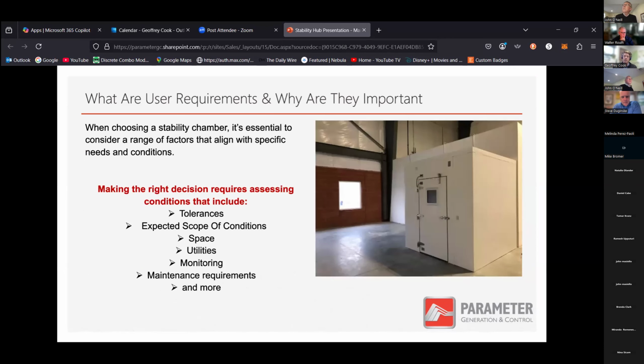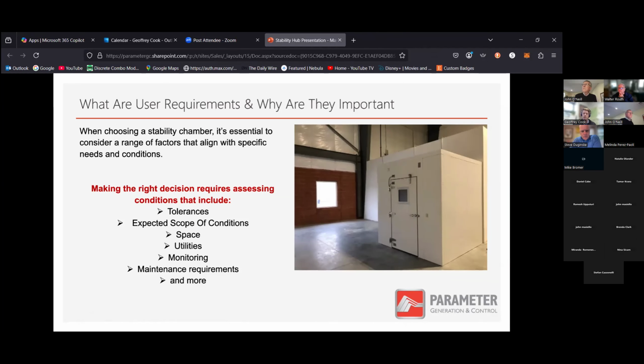So just rolling right into the material, what are the user requirements and why are they important? This is the planning stage, and such a big investment on capital equipment cannot be understated. So when choosing a stability chamber, it is essential that you consider a range of factors. The range of factors is astoundingly large and can often branch out to things that you would not usually consider when selecting a chamber. But you want to make sure that you do make those considerations as deep as you can so that you end up with the product that you need for your stability testing.